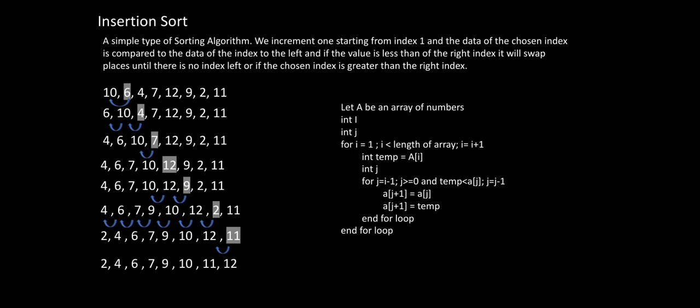A simple type of sorting algorithm. We increment 1 starting from index 1, sorting from the smallest to the largest number. The data of the chosen index is compared to the data of the indices to the left, and if the value is less than the value of the left index, it will swap.